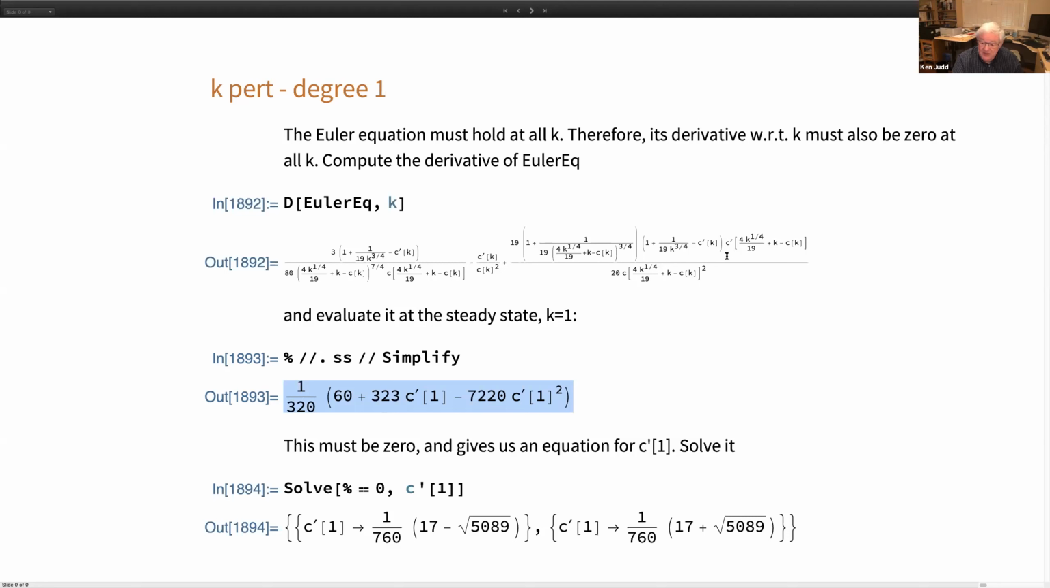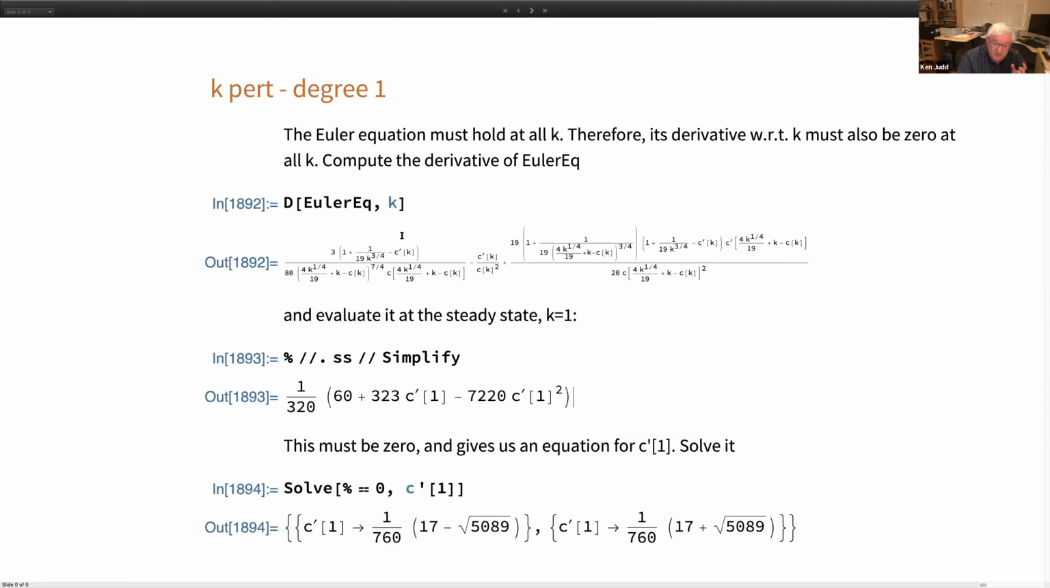What's happened? Well, you see, at the steady state, this capital stock becomes 1, so C prime of 1 is its own, but now it's a quadratic equation. If you had multiple dimensions to the state, this would be a polynomial equation, which, by the way, is another way of expressing a Riccati equation. This is just a one-dimensional Riccati equation. Now, this has to be equal to 0.